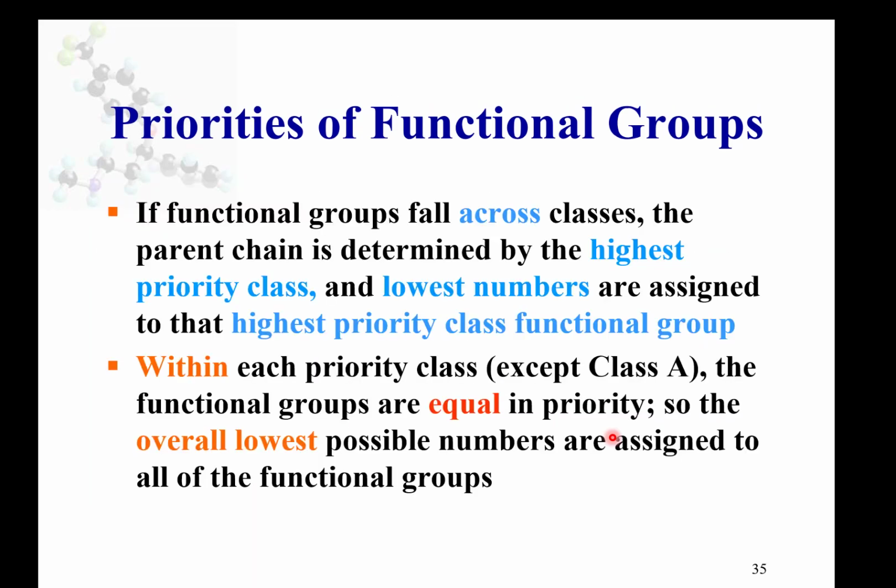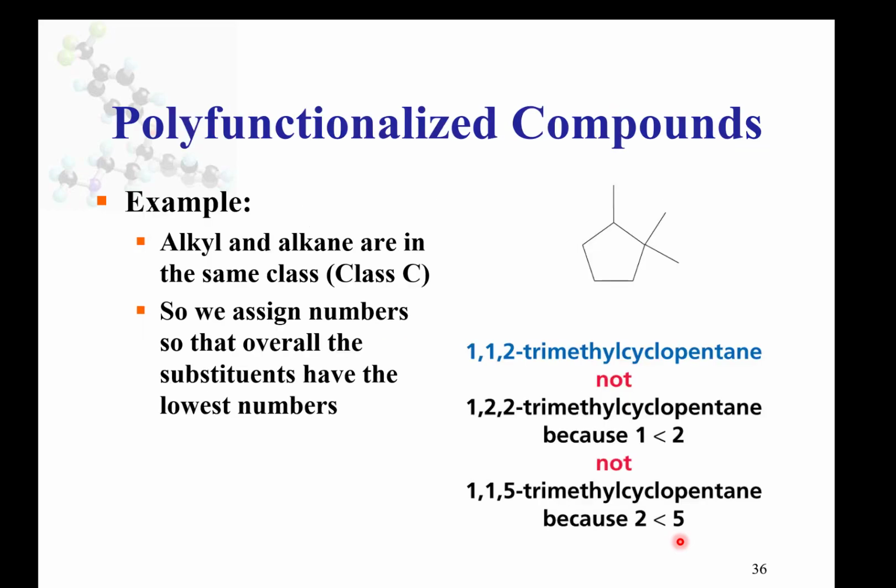If the functional groups fall across different classes, then the parent chain is determined by the highest priority class, and the lowest numbers are assigned to that highest priority class functional group. If it's within a priority class, except Class A, which we'll talk about last, the functional groups are equal in priority, so that we give the overall lowest possible numbers to all of the functional groups. Probably it's easier to illustrate by a few examples.